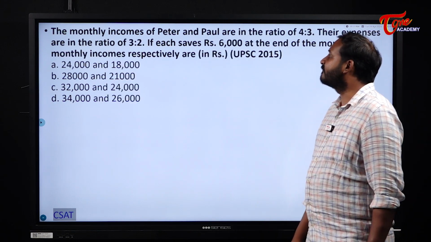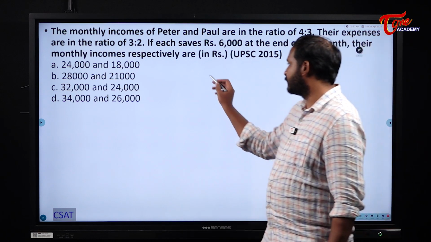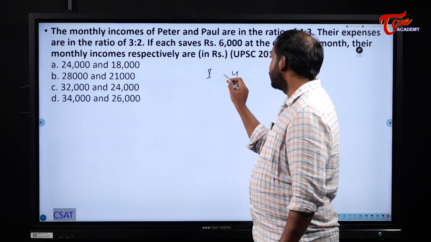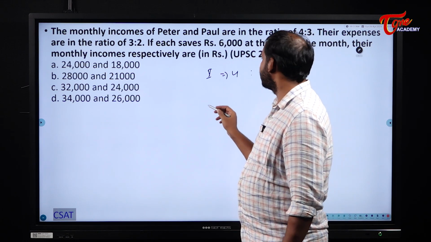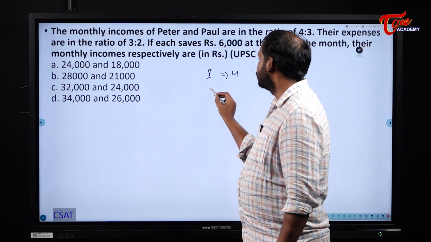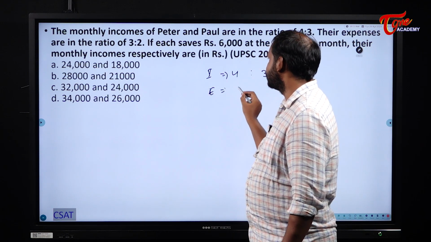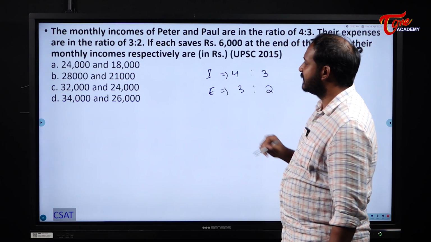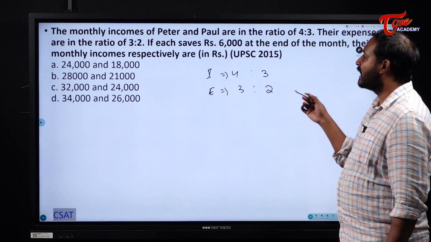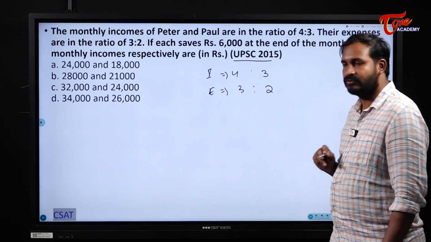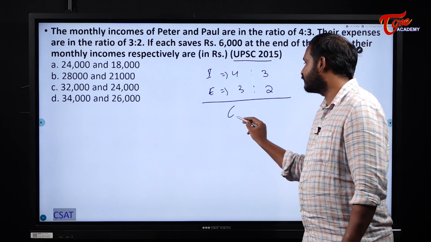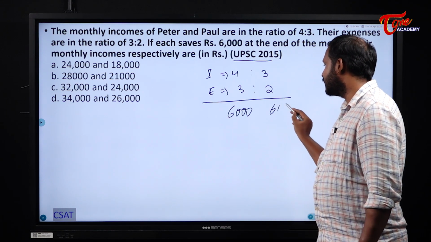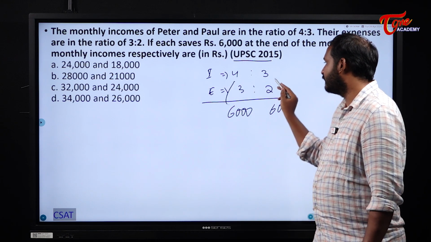The monthly incomes of Peter and Paul are in the ratio of 4:3. Their expenses are in the ratio of 3:2. More or less the same question, students, but they asked in a little bit different manner in UPSC 2015. If each saves rupees 6,000, now each one is saving 6,000. Same question, but asked a little bit differently.